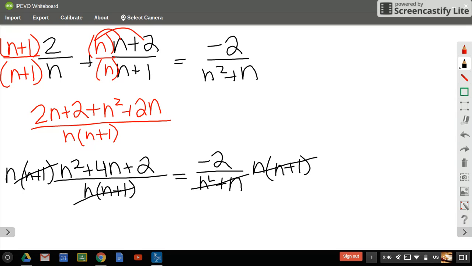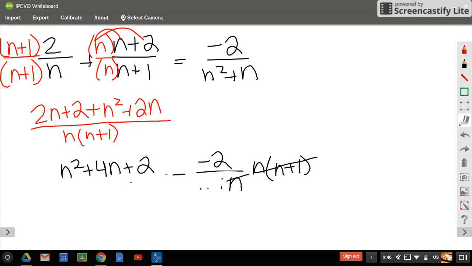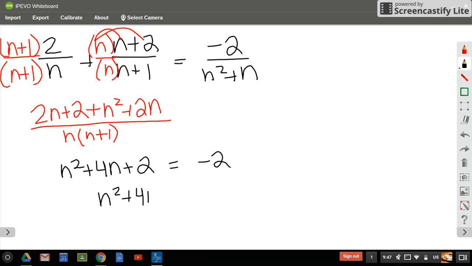Now, if you want to cross multiply, you can do the same thing, but if we have two denominators that are equal, then we can just clear them and get rid of them. So now what we have is just the tops. So now we have just this equals this. Now that we have that, we have just a regular quadratic equation. So now we would add 2 to both sides, and we get n squared plus 4n plus 4 equals 0.